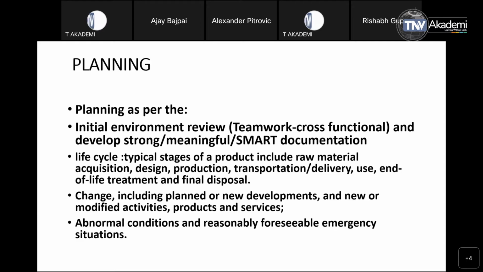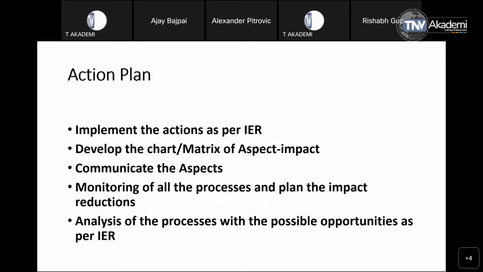There can also be a lot of abnormal conditions, like when we discuss impact identification and their real calculations. There can be floods, famines, earthquakes, strikes, fights, accidents, several unforeseen things which come out of any kind of emergency situation. They need to be considered when we are planning for aspect identification and further controls. So now we have done the planning part. We go to the next chapter, which is the action plan.